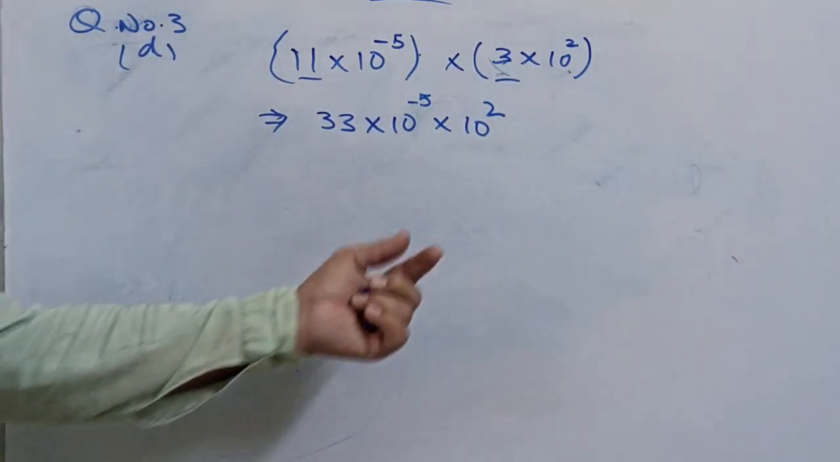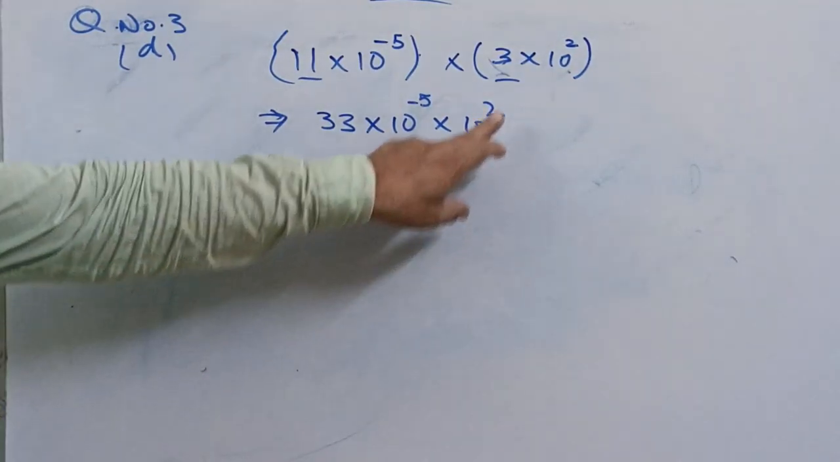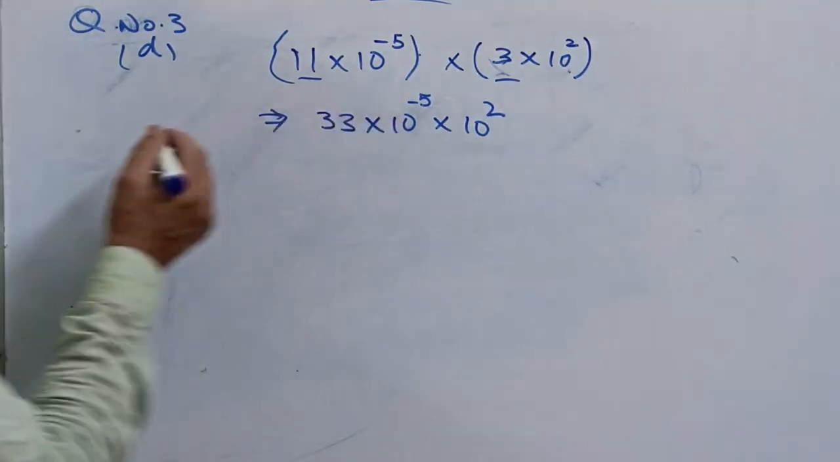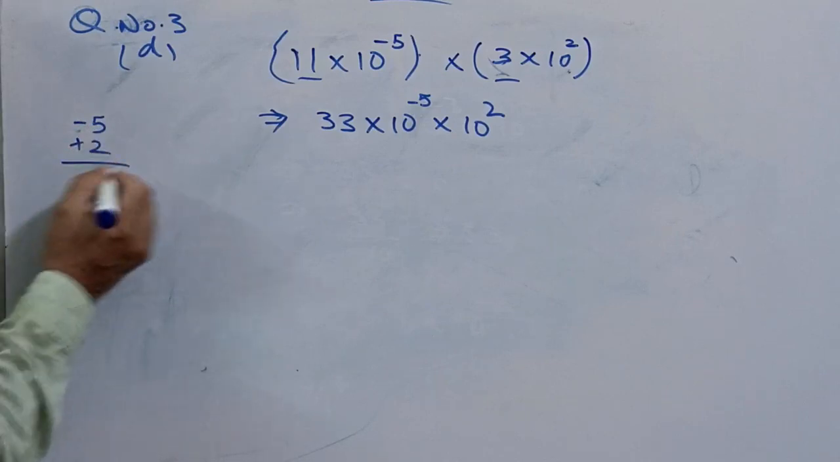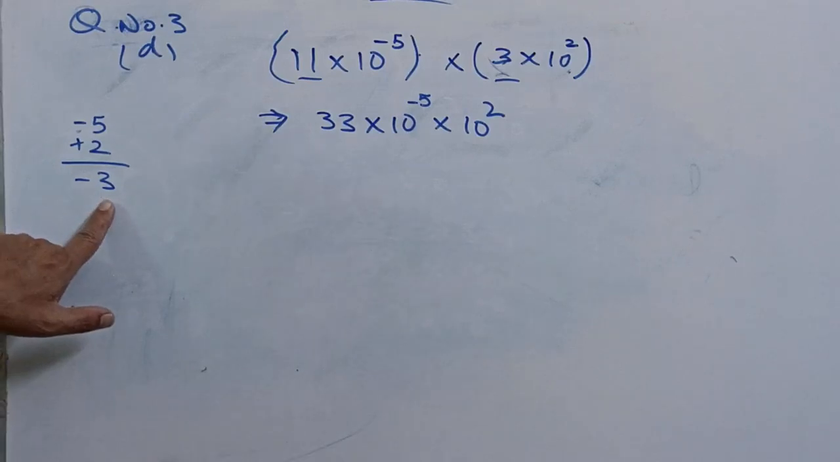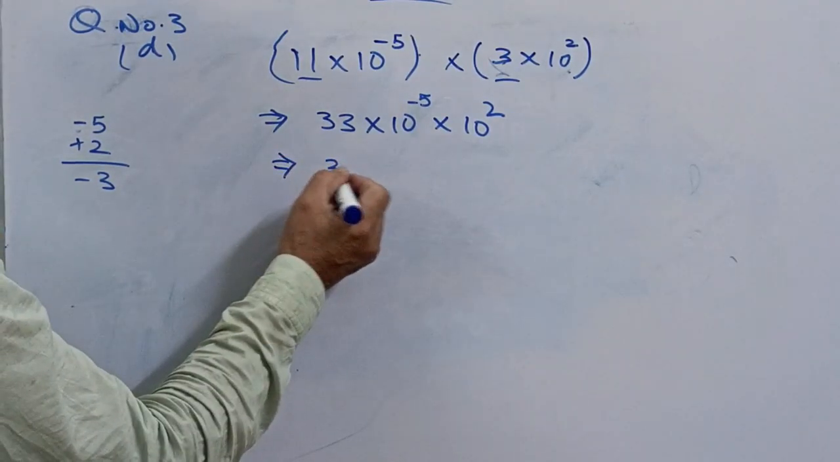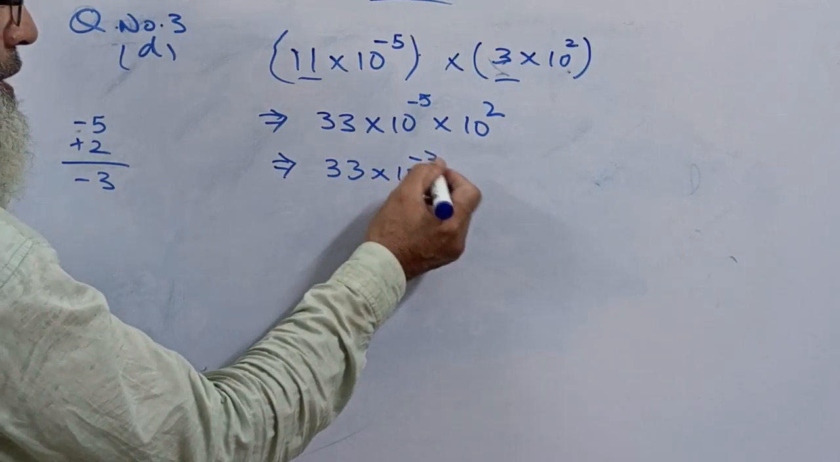Now I have told you that when the bases are same, we have to sum up the powers. Now if I sum up the powers, it will become minus 3. So I'm going to write this minus 3 over here: 33 into 10 raised to power minus 3.